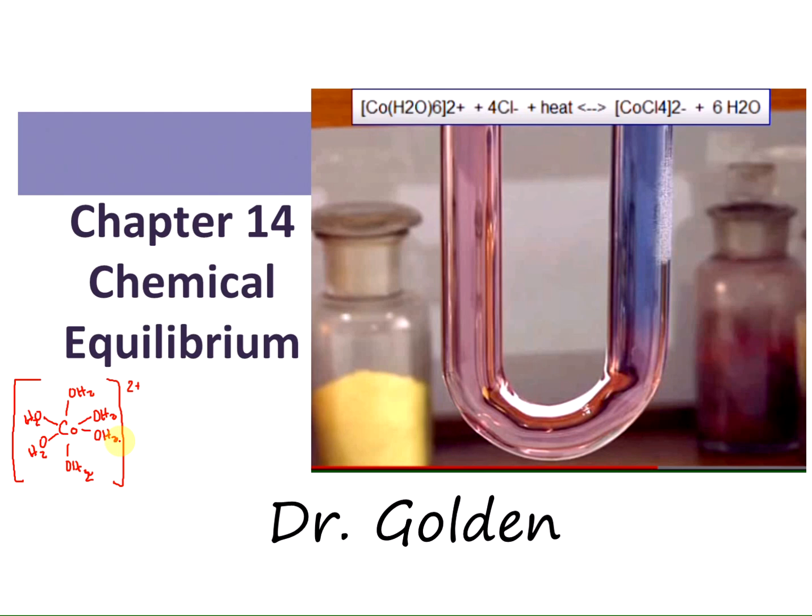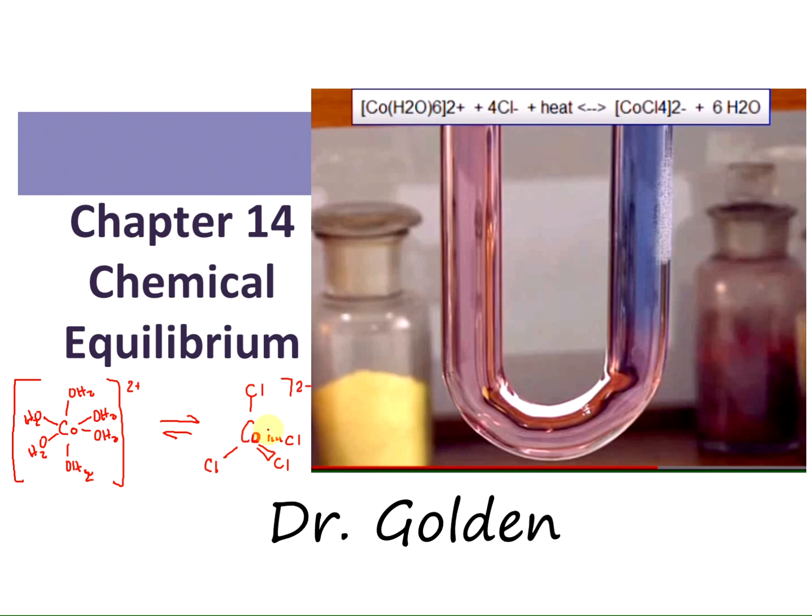Now this hexaquo species that has the 6 waters around it, if I were to heat this compound up, I can shift the equilibrium. Because in reality, in solution, there's a mixture of this cobalt hexaquo species, this octahedral complex that's pink, and this cobalt tetrachloro species. So there's a cobalt, and it's a tetrahedral complex. It's got 4 chlorides bound to the cobalt. And this complex has a 2- charge.